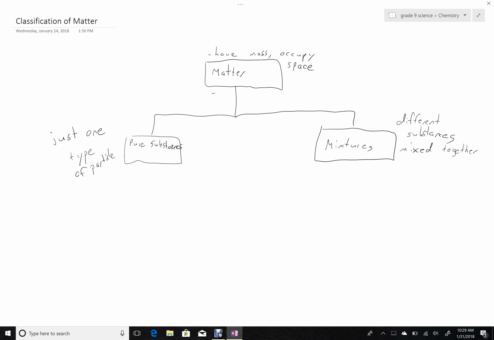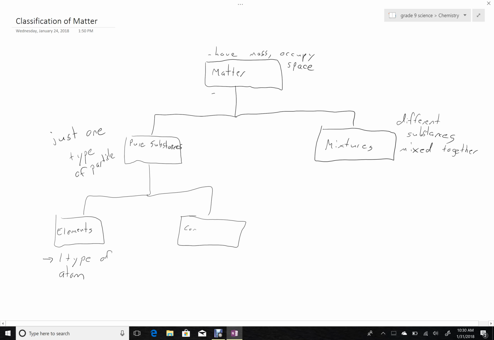And then we further divide our pure substances into 2 basic ideas. We have elements. These guys have one type of atom. Or compounds.